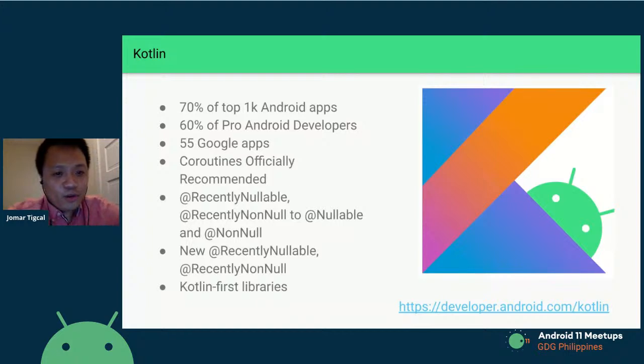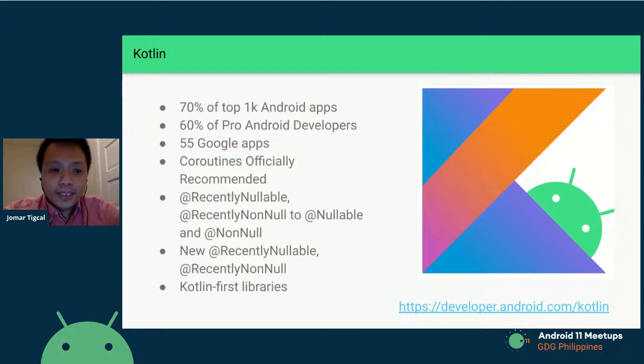I don't think I need to talk about why Kotlin is the recommended language. As Android developers, you should already be starting to look into it. And yes, they also officially recommended coroutines and deprecated AsyncTask. So you should be using this.